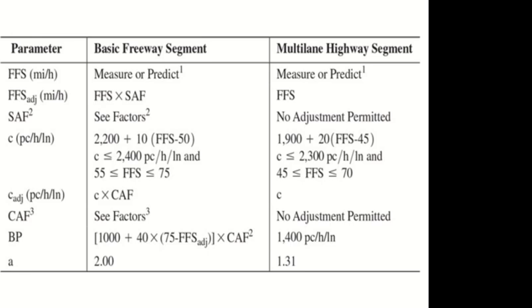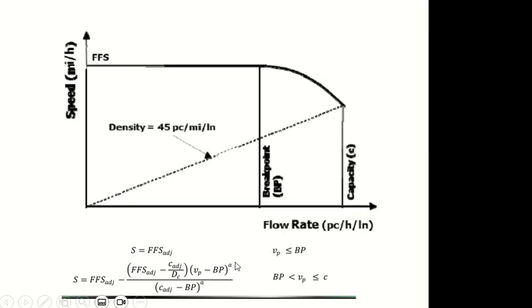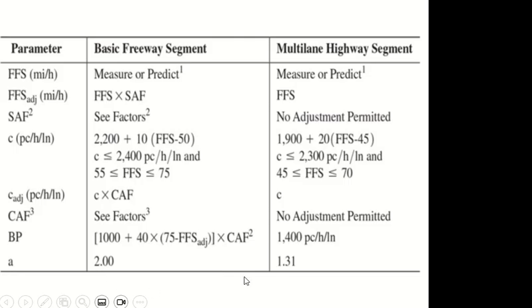Then we have the equation for breakpoint. For freeways, breakpoint has an equation. For multi-lane highways, breakpoint has a value. So multi-lane highways, breakpoint doesn't change. Then we have the last values for A. What is this A? You can see A in this equation. We are using it twice here as the power. So there are fixed values for A for each case, for multi-lane highways and freeways.